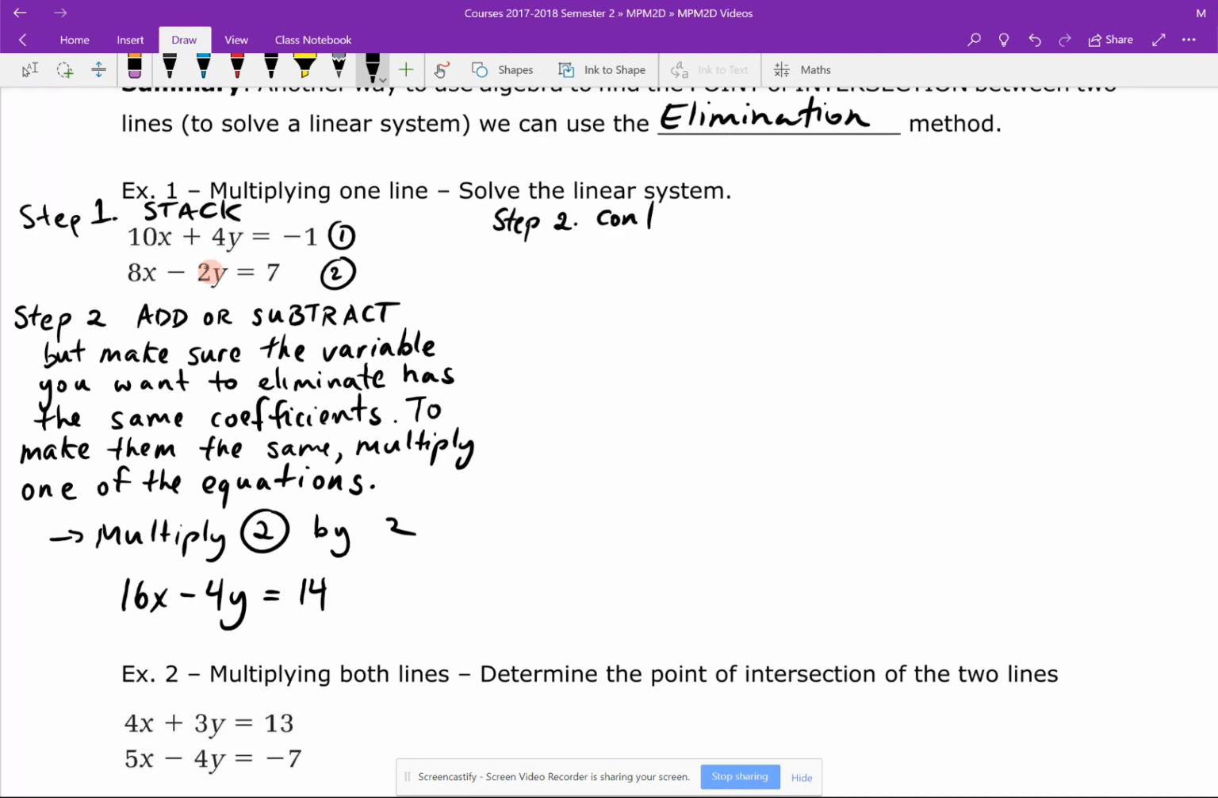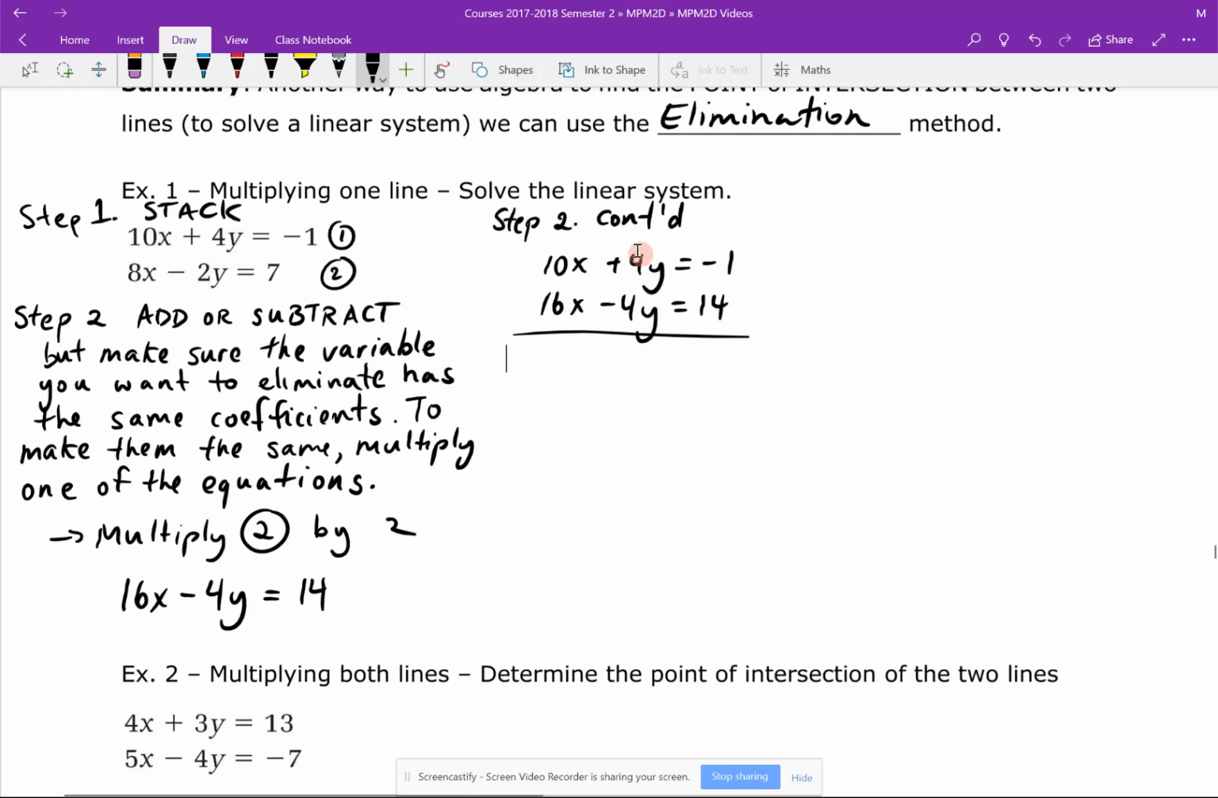So here's step 2, continued. Here's equation 1 again: 10x plus 4y equals negative 1. And then I have 16x minus 4y equals 14. And then, like your elementary school addition or subtraction, you do the total summation line there at the bottom. And then you have to decide, do I add or subtract? Well, you decide by figuring out how am I going to eliminate the y's. I've chosen to eliminate the y's.